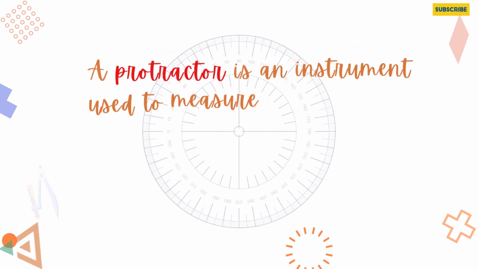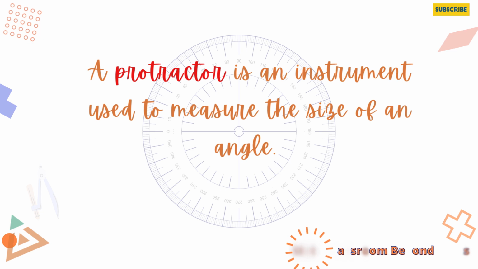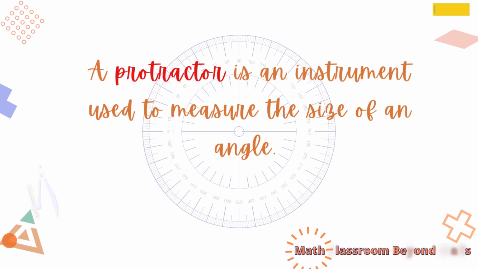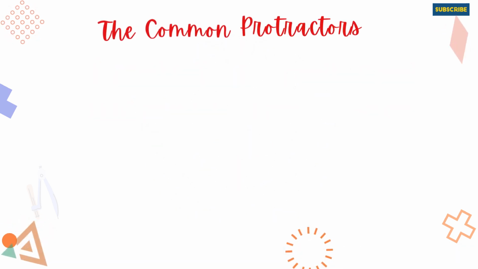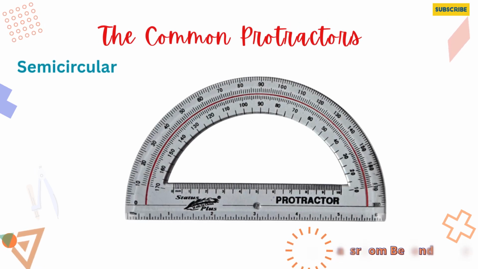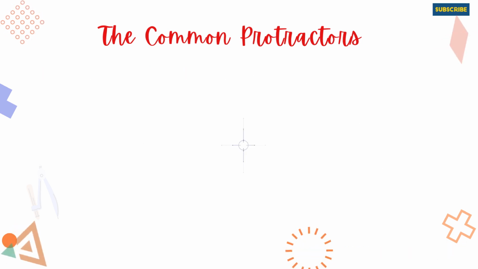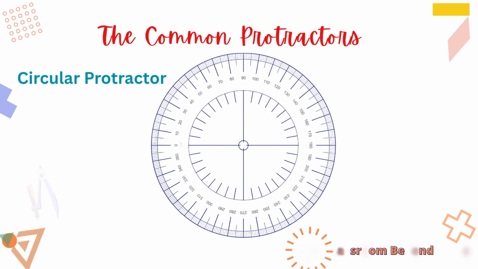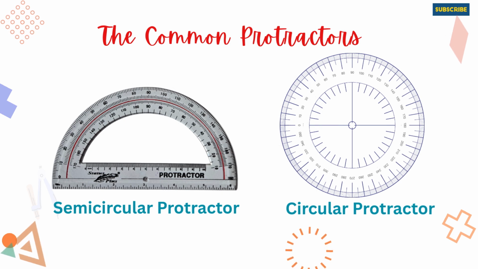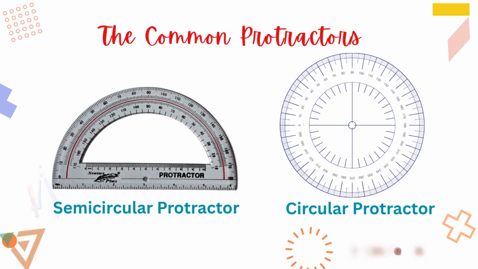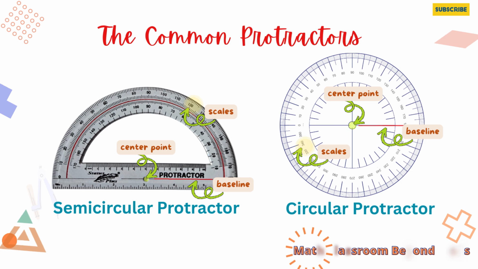A protractor is one of the several instruments used to measure the size of an angle. Though there are several units of measure for an angle, the degree unit will be used for the angle measure in this video lesson. The common protractors are the semicircular protractor, measuring a maximum of 180-degree turn, and the circular protractor, measuring up to 360-degree turn, a full rotation. Though they have different shapes, both contain the same important features: a center point, a baseline, and scales in degrees.